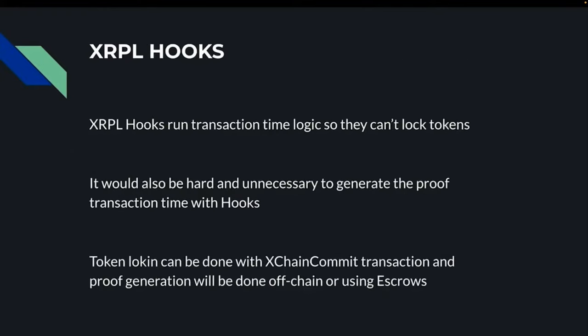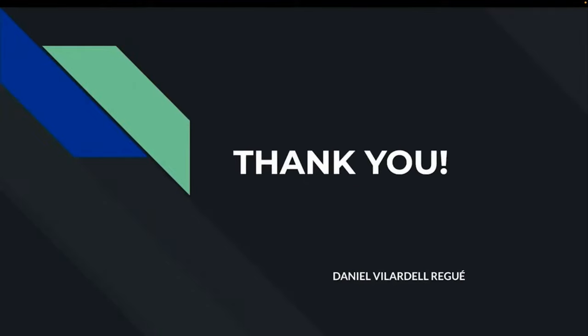Finally, I mentioned that the original idea was to use hooks in order to substitute the smart contracts used in the ZK Bridge paper, but they run at transaction time and therefore can't lock tokens. They are not a good idea either to generate the proof, as it would be expensive and doesn't need to be done at transaction time for it to be valid. We can lock tokens with a not-yet-enabled transaction called exchange commit. Thank you very much.